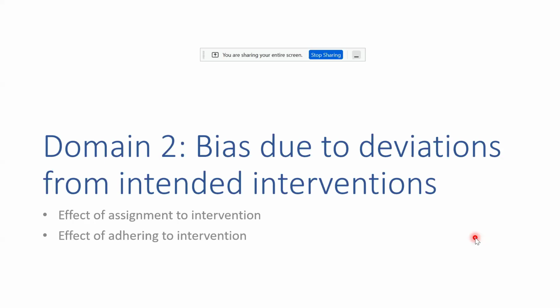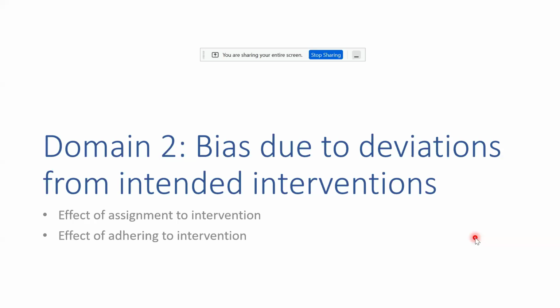And on the other hand, it may also happen that some of the participants who are supposed to be getting the control are still going for the intervention. So these things do happen in trials. So one of the types of bias that we do need to assess in our systematic review when we are doing it for RCTs is the bias due to deviations from the intended interventions.